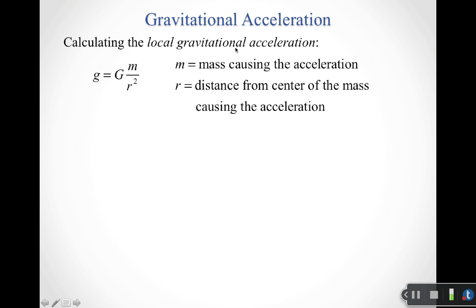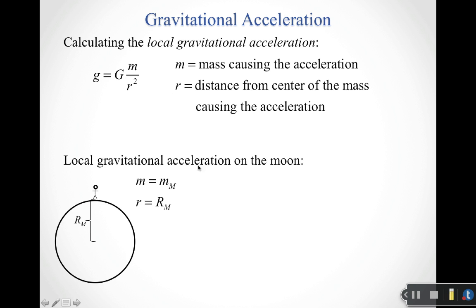So what this means is that we can calculate the local gravitational acceleration, in some sense, anywhere by simply treating m as the mass causing the acceleration, and then treating r as the distance you are from the center of that mass causing the acceleration. So this we can now think of as the local gravitational acceleration. That's just going to be GM over r squared in magnitude.